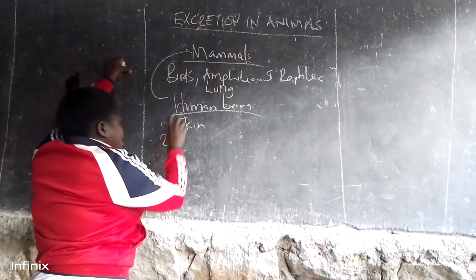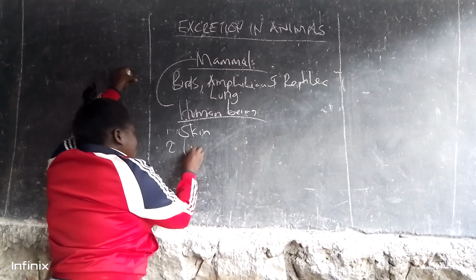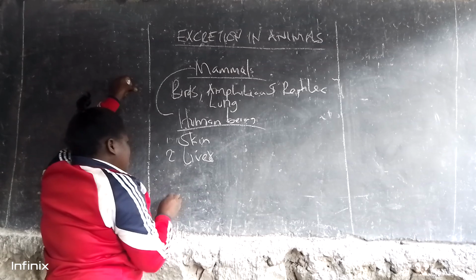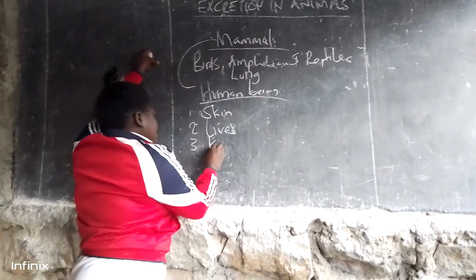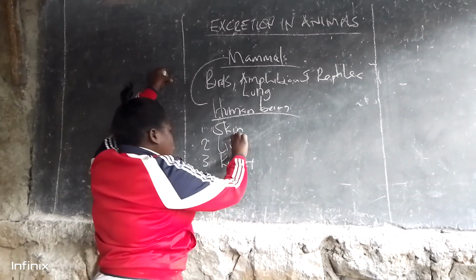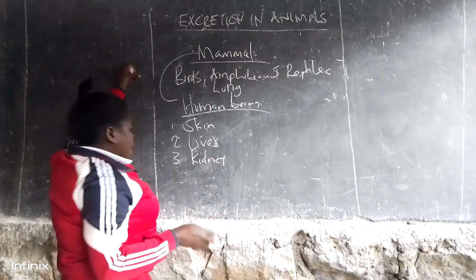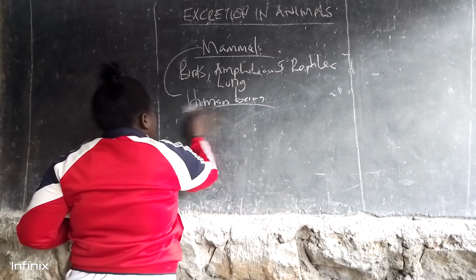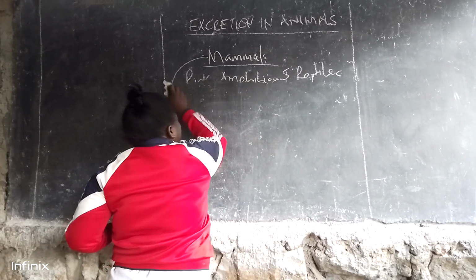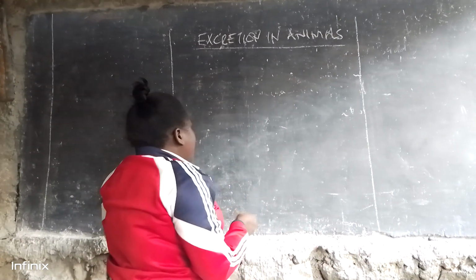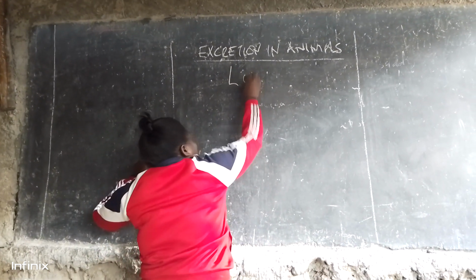Number two, under human beings, we have the liver. Liver is number two after the skin. Then number three, we have the kidney. Kidney is also smaller as compared to these excretory organs in human beings. Because there are four, today I'm going to start with the excretory organ specifically in reptiles, birds, or amphibians, called the lung.